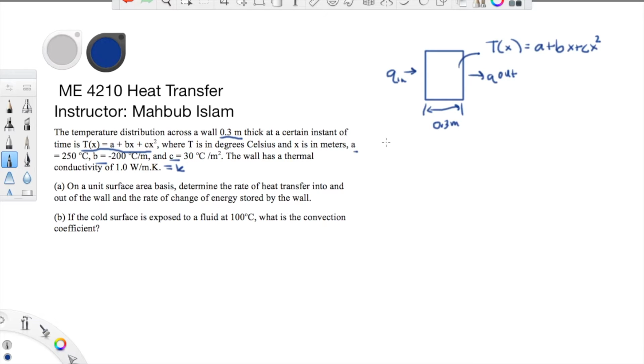Moving on to solve for part A, we can plug in whatever is given as our A, B, and C values. To continue, we need our conservation of energy of control volume formula, which is the following.